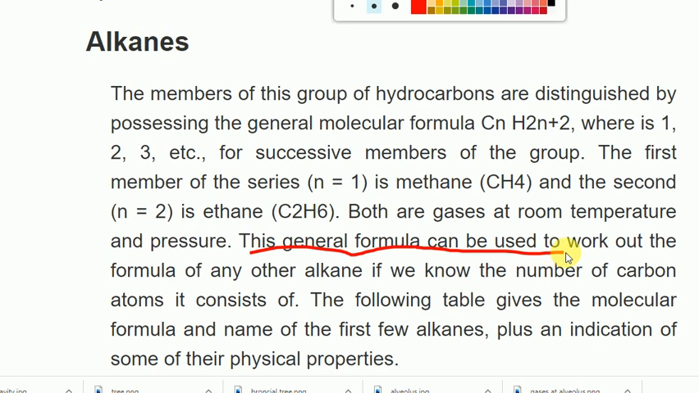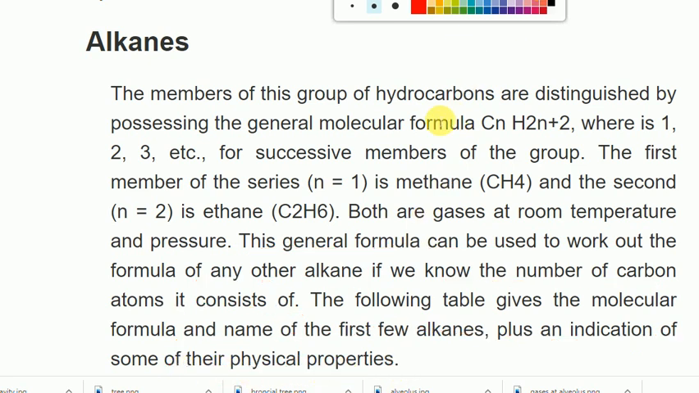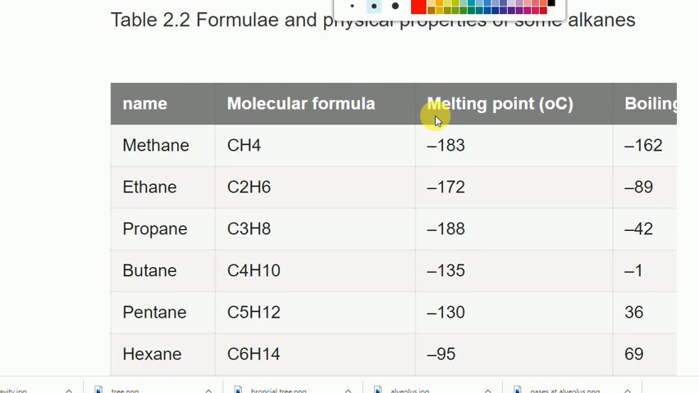This general formula can be used to work out the formula of any other alkane if we know the number of carbon atoms it consists of. So if we know the number of carbon atoms an alkane has, we have already known the number of hydrogen atoms. The following table gives the molecular formula and the name of the first few alkanes plus an indication of some of their physical properties. Let's see that table of properties of alkanes. Here is our table.